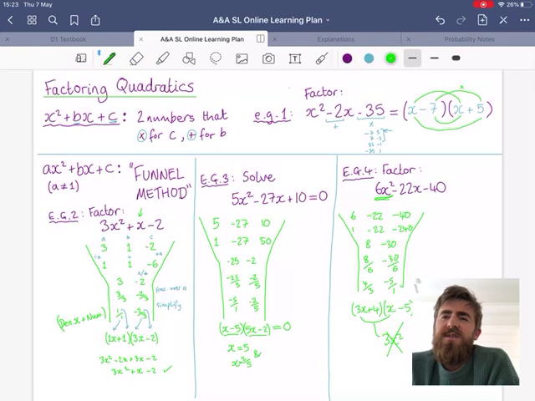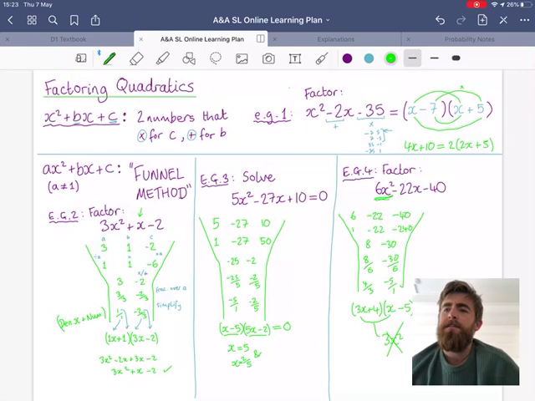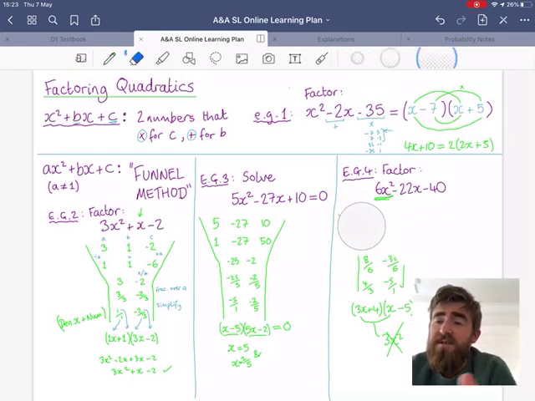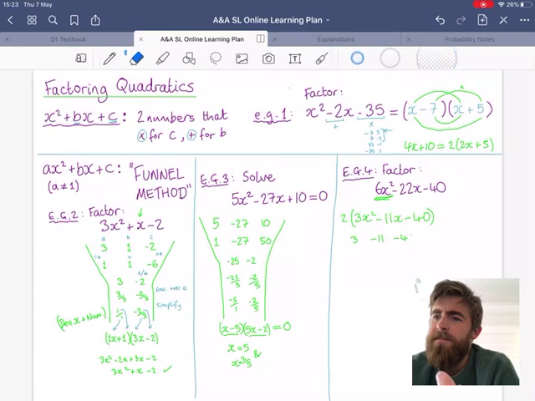Just like if you wanted to factor out something from a linear expression, like 4x plus 10, you could factor out 2, it would be 2 times 2x plus 5. You can do exactly the same thing here. You can factor out a constant, and in this case 2. So 2 times 3x squared minus 11x minus 20, that should be. Yeah, minus 20, because I've divided it by 2.